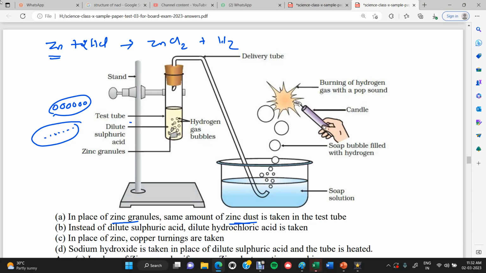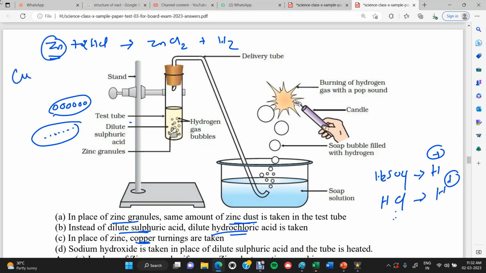That is one point. In the place of dilute sulfuric acid, dilute hydrochloric acid is taken. Sulfuric acid is H2SO4. Hydrochloric acid is HCl. Both the acids do the same work. They provide H plus ions. That is the role of the acid. And in the place of zinc, copper turnings are taken. So instead of zinc, if we add copper, whether the reaction will take place or not. Why?